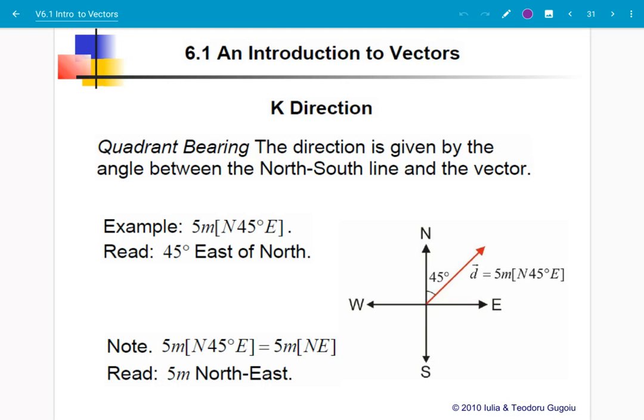Quadrant bearings, or compass headings as I often say, are magnitude, but then it's always referenced from the north-south. So it's either east or west of north, or east or west of south. Here we have a displacement vector d, 5 meters, and it is north 45 degrees east, but when you read it, you say east of north. Written, it's north, and then how far east. If it's 45 degrees, you don't actually have to say that. You can just say northeast.